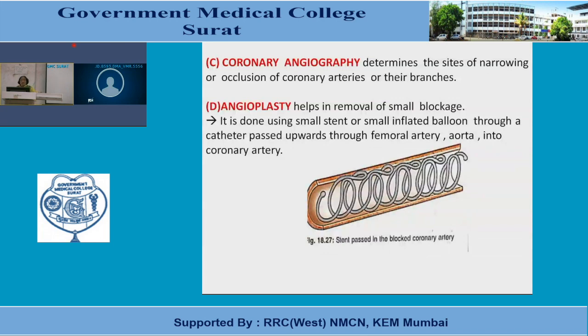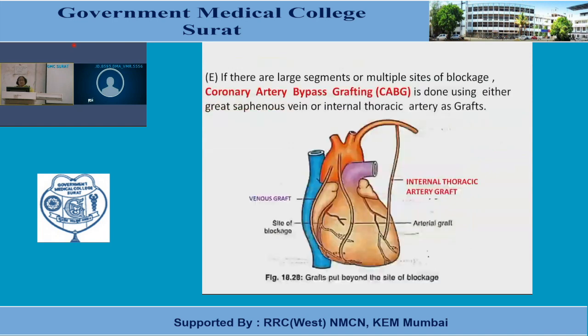Okay. Now we come to the third important procedure, which you have heard of in layman's language as the bypass of the heart, called CABG. If there are multiple sites of blockage, coronary artery bypass grafting, commonly called CABG, is the bypass surgery for the heart attack patient. It is done using either the great saphenous vein or the internal thoracic artery as the graft. So how many grafts? One is the saphenous vein and one is the internal thoracic artery.